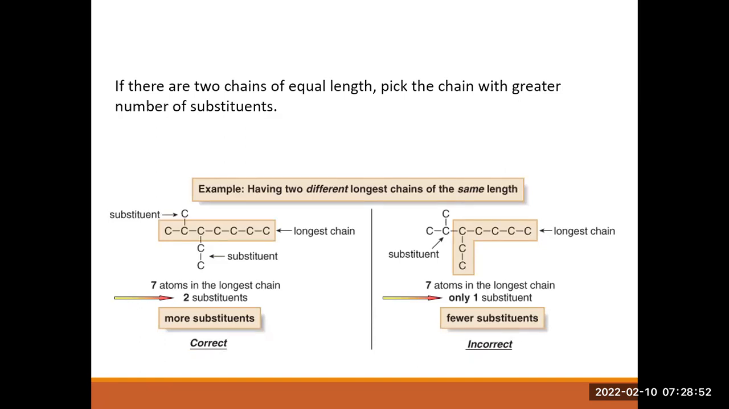For example, you have this chain. We've identified it, and then there's a substituent, meaning connecting or branching out. So that's 1, 2. So this is 7 atoms in the longest chain, plus 2 substituents. This time, let's see. So this is the longest chain. However, there's only 1 substituent. So what do we do? We will have to pick this one because it has more substituents. Okay.